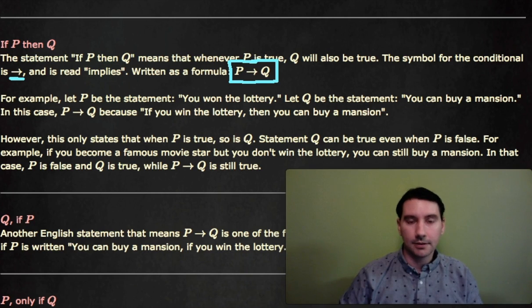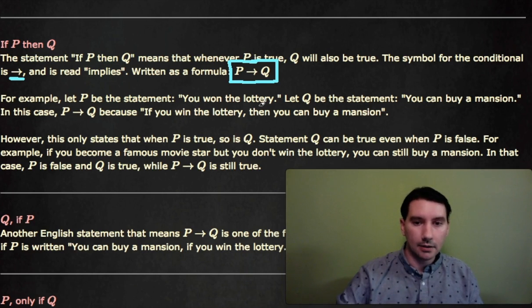For example, let's say you become a famous movie star. You're finally discovered and you make millions of dollars, then you can buy a mansion and you don't have to worry about winning the lottery. So P can be false even though Q is true, and the statement P implies Q is still true.